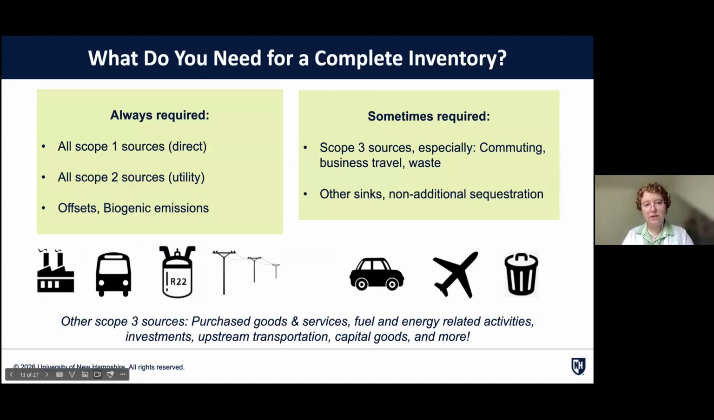So what do you need for a complete inventory? Based on the current greenhouse gas protocol guidance, you'll always need all your scope one direct sources and all your scope two utility sources, as well as any offsets or biogenic emissions. Just to briefly define biogenic emissions, those are emissions released from burning wood chips or using a source that releases carbon that would eventually go back to the atmosphere, if you're releasing it early by burning it. And then sometimes required are your scope three sources, specifically commuting, business travel, and waste, as well as other sinks like non-additional sequestration and compost.